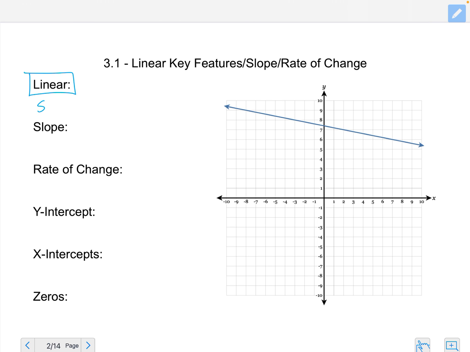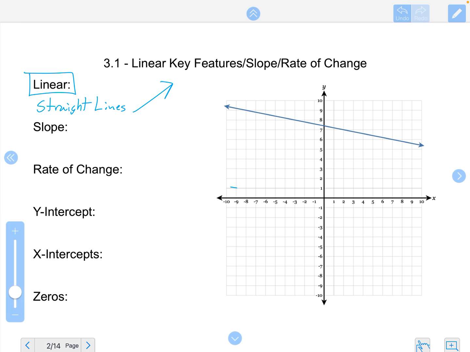Linear equations are straight lines. They do not bend. They go straight up and down in one direction. And it can be many directions, but they are going to be perfectly straight.